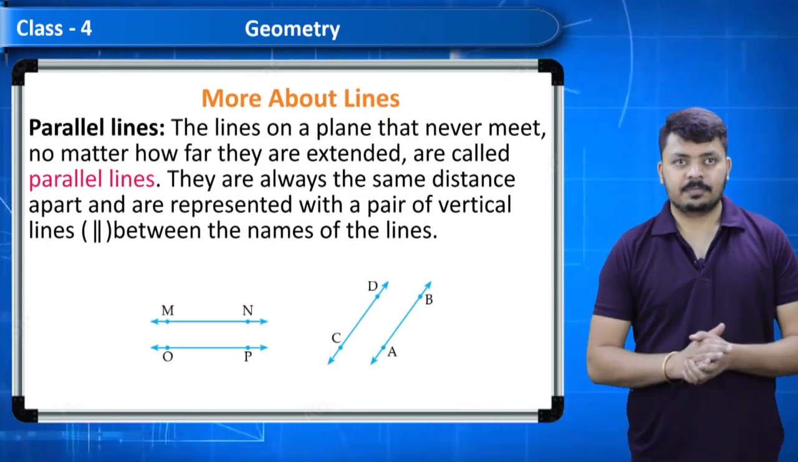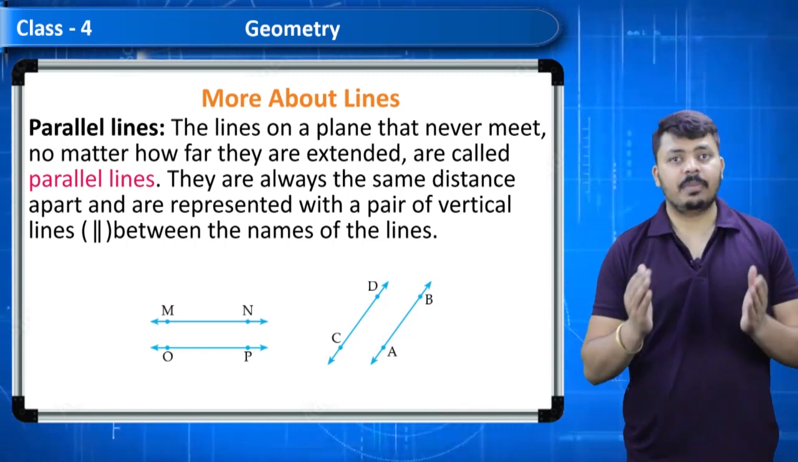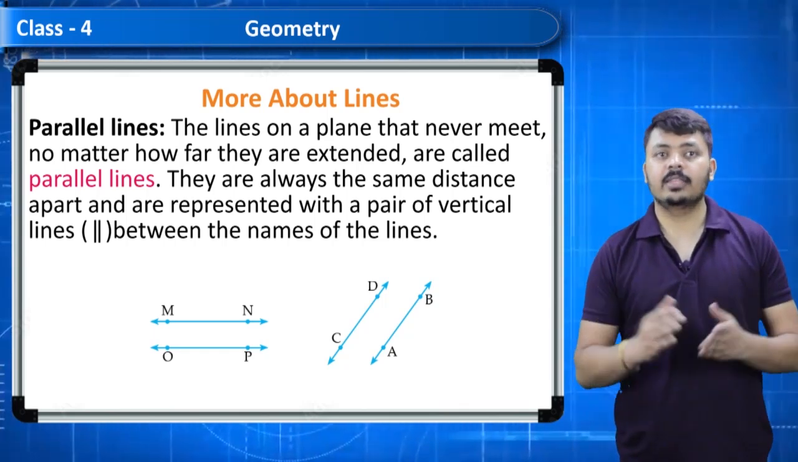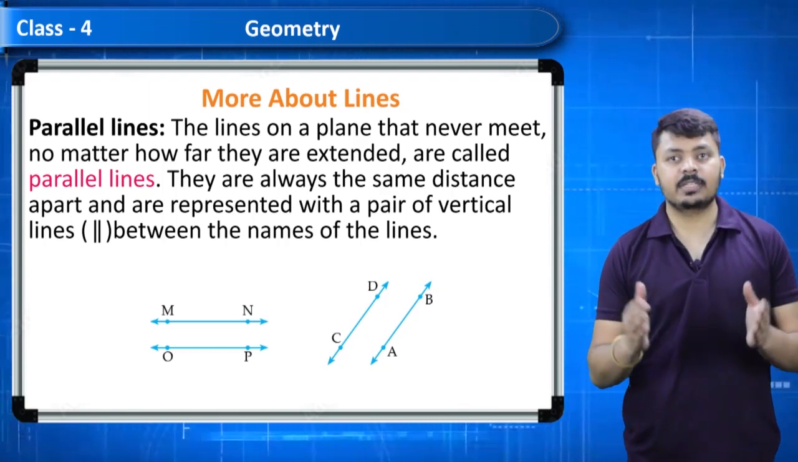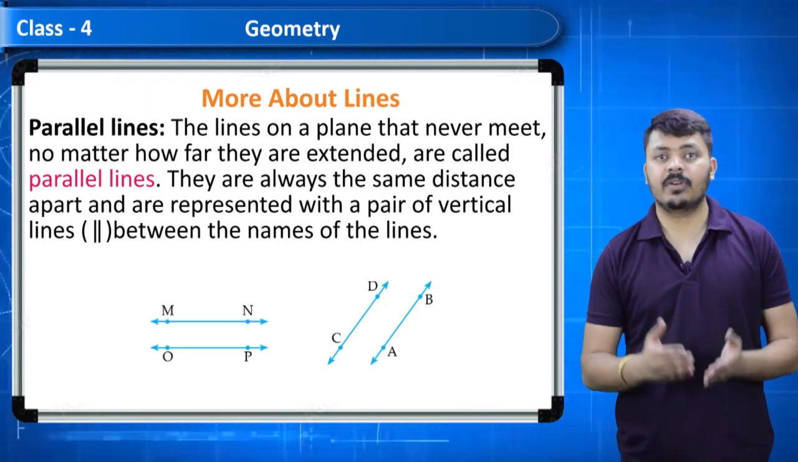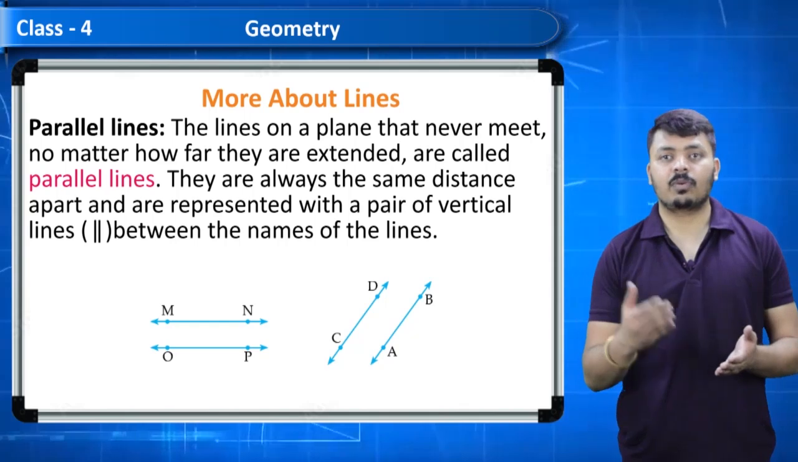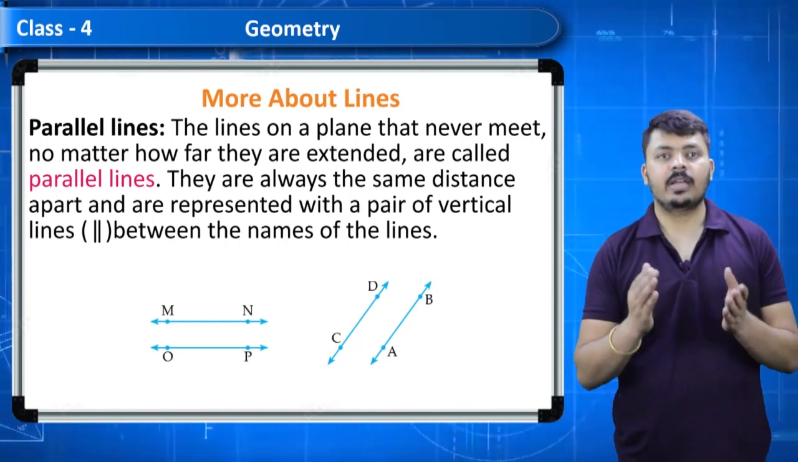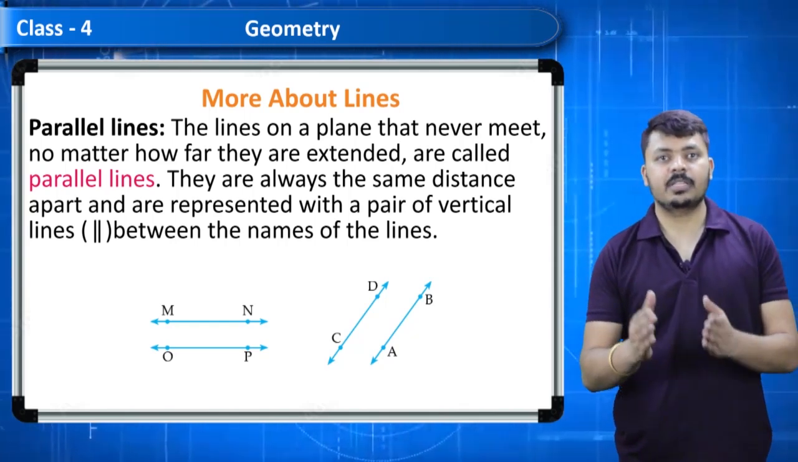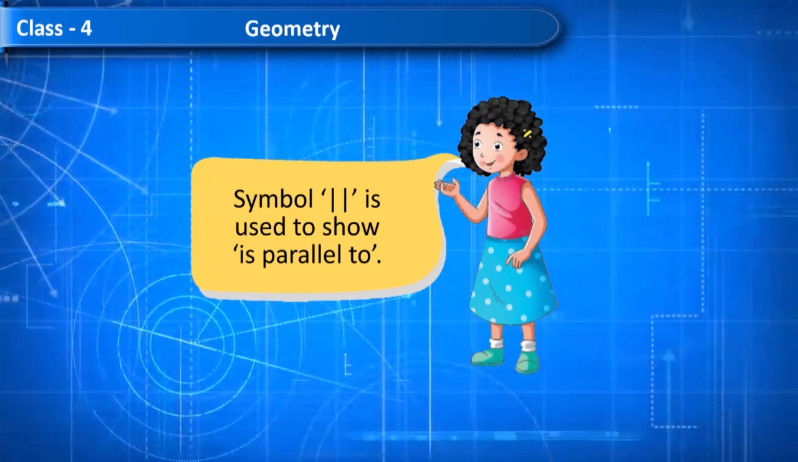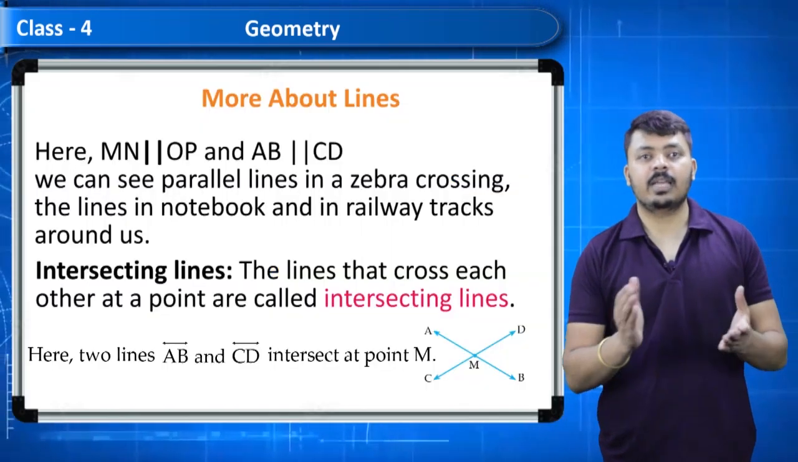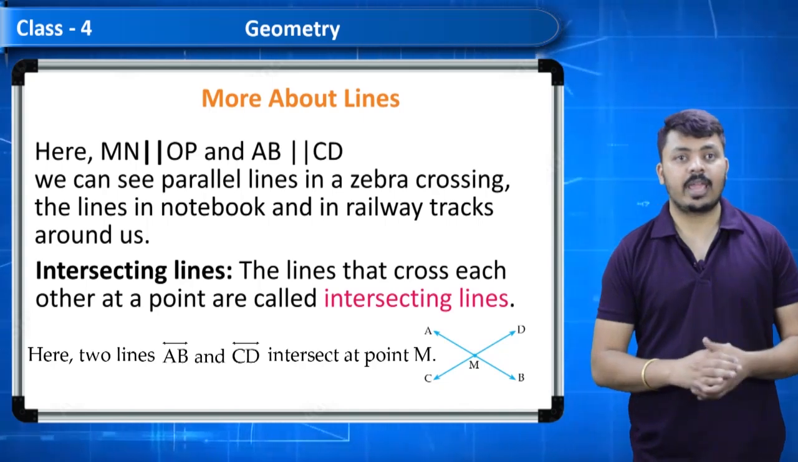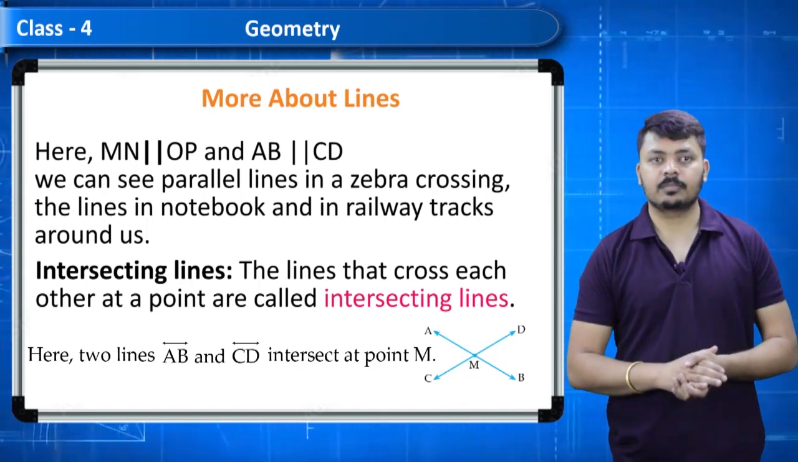More about lines. Parallel lines. The lines on a plane that never meet, no matter how far they are extended, are called parallel lines. They are always the same distance apart and are represented with a pair of vertical lines between the names of the lines. Here MN is parallel to OP and AB is parallel to CD. The symbol of two vertical lines is used to show "is parallel to". We can see parallel lines in a zebra crossing, the lines in a notebook, and in railway tracks around us.